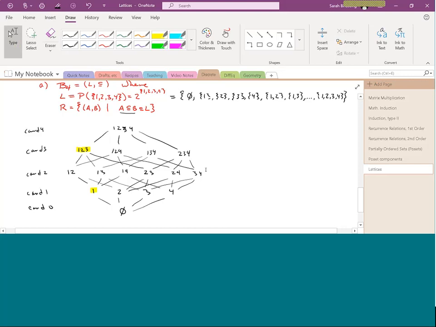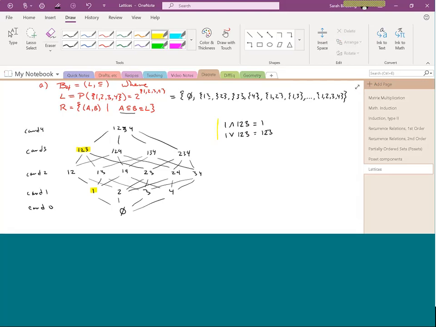So what happens if you were looking at your meet and your join? So 1 and 1, 3: the meet would be the lower one, and if you did the join, it would be the upper one. And we're going to look at that relation here in just a second.